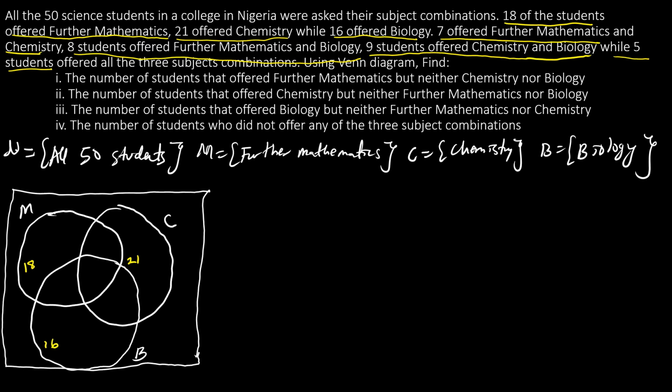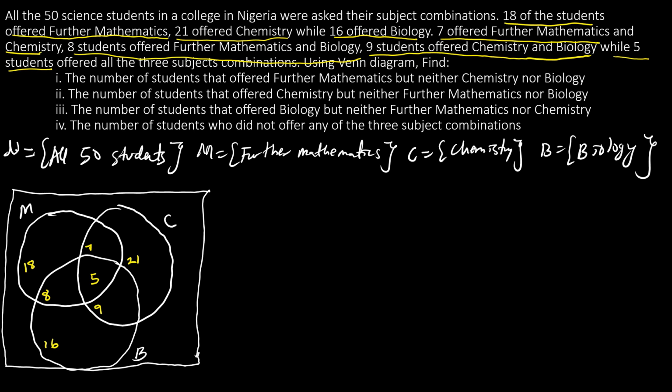Now, to continue, we have 7 students offering further mathematics and chemistry. So here we have 7 students. Also, we have 8 students offering further mathematics and biology. So you have 8 here. And we have 9 students offering chemistry and biology. So you have 9 here. And 5 students offering all the 3 subject combinations. The reason why I'm putting these numbers at the edge is because we might likely do some subtractions.